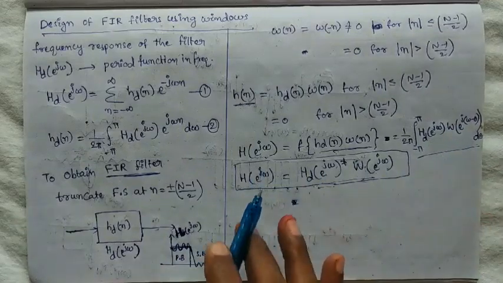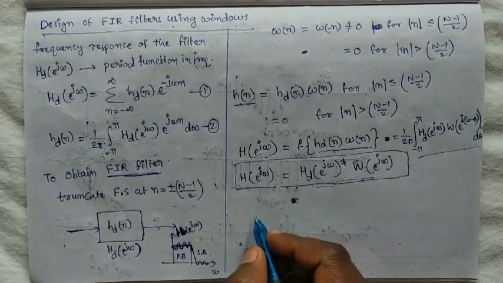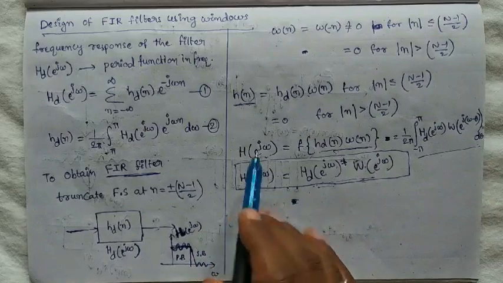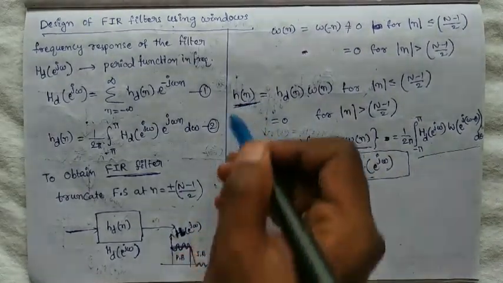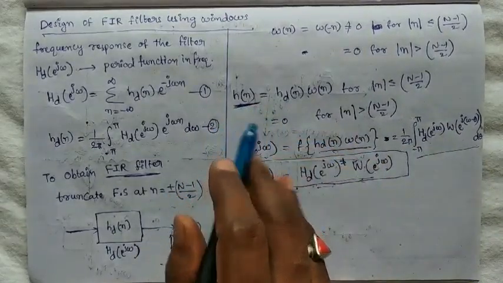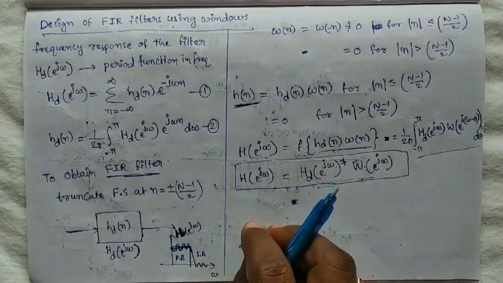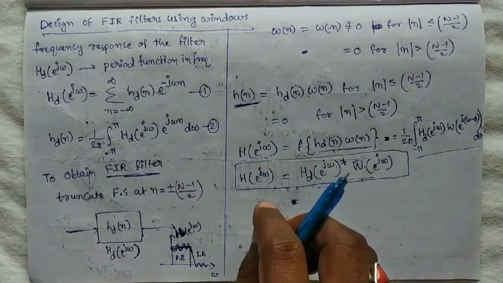Here we observe that h of n is a finite duration and non-causal sequence. Now we determine the impulse response of the FIR filter. That means, what is the impulse response of the FIR filter?